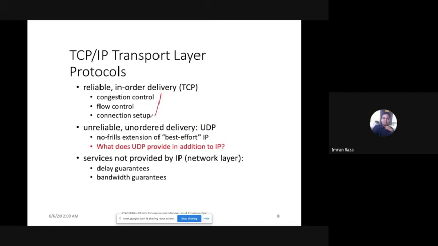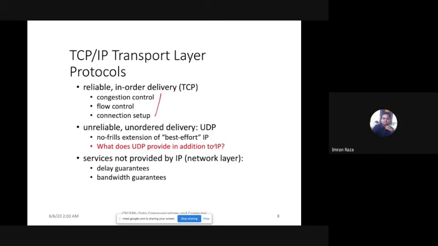Whereas UDP, user datagram protocol, is unreliable. That means we can have unordered delivery of segments. So there's an obvious question here. What do you think? What does UDP provide in addition to IP then? Well, one point we have already identified, that it extends the host-to-host communication provided by IP to process communication. So what is it really adding on top of the network layer's IP?